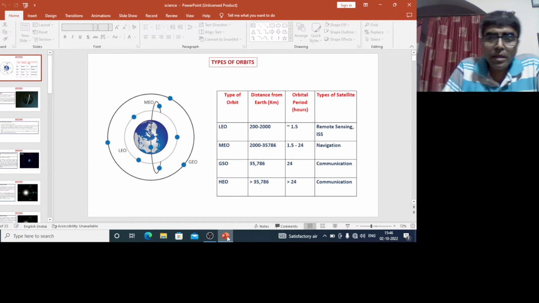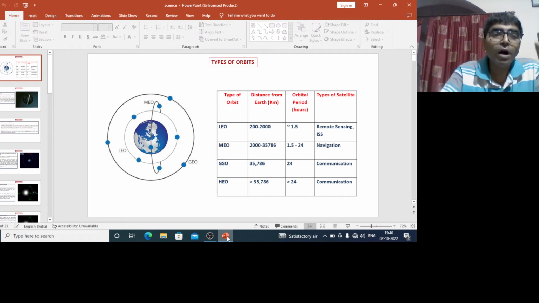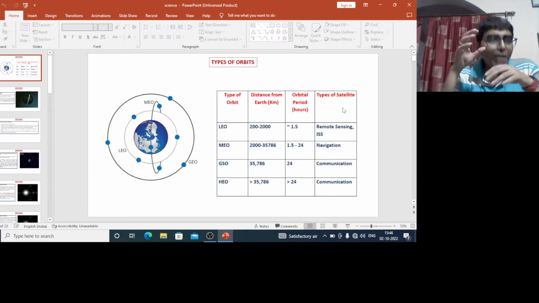Now in this first slide, you are noting that I have given a figure of the orbits. There are different orbits I have shown here, and I have given a chart. What are the columns in the chart? The type of orbit, the distance from the earth, orbital period, and type of satellite. Now why are we reading this? The basic thing is that we want to explore space.